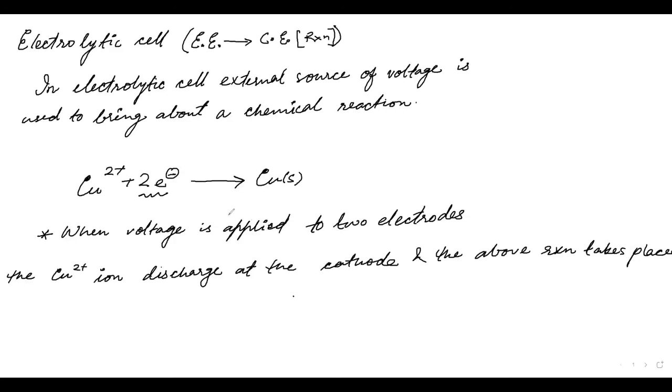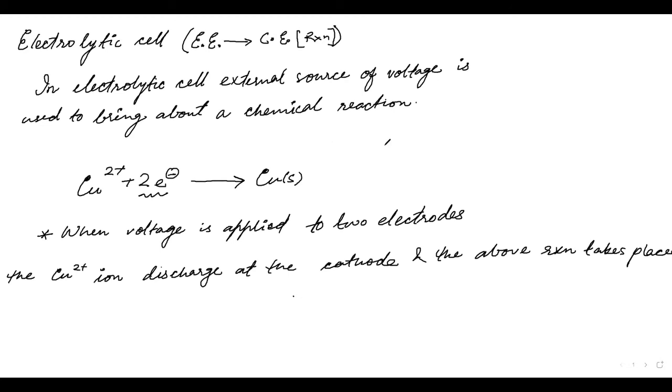Now moving on, if we want to have a quantitative idea: till now, what did we have? A qualitative idea. The electrons are coming, so Cu2+ will eat up those electrons and make Cu solid. But how much Cu will be produced? For that, we have the quantitative study of electrolysis. Electrolysis is the process in which we use electrical energy to bring about a chemical reaction, and it uses a cell which is called an electrolytic cell.